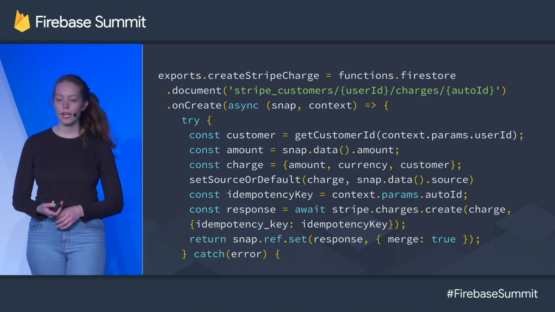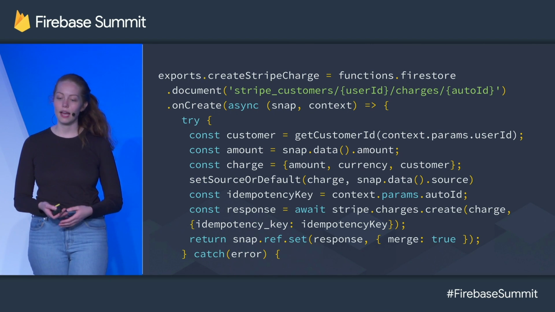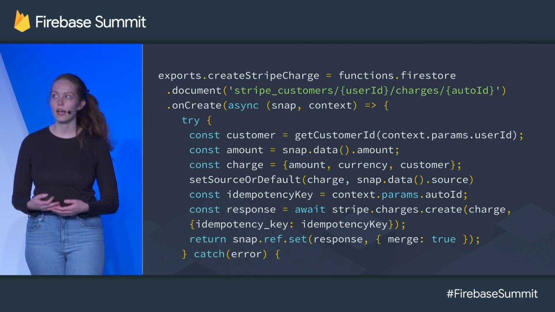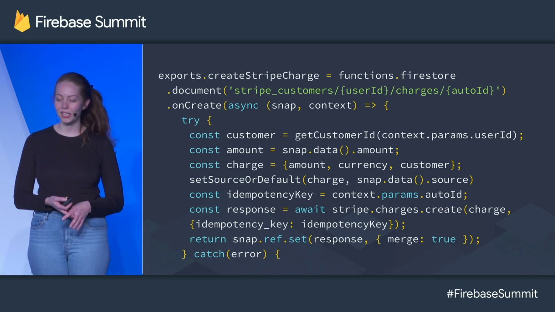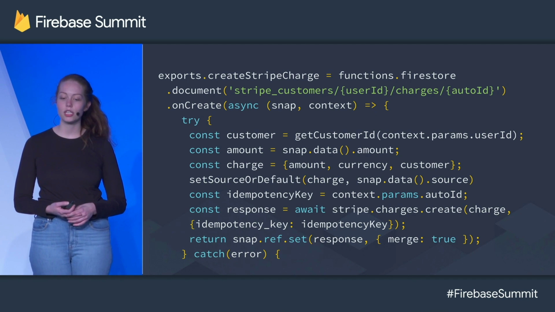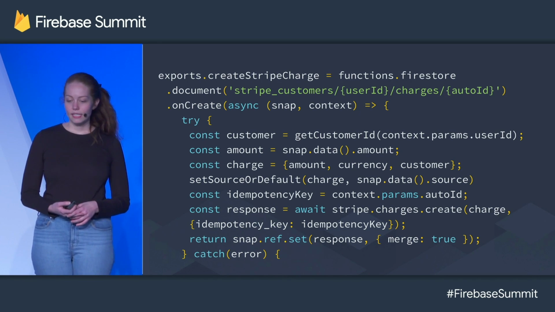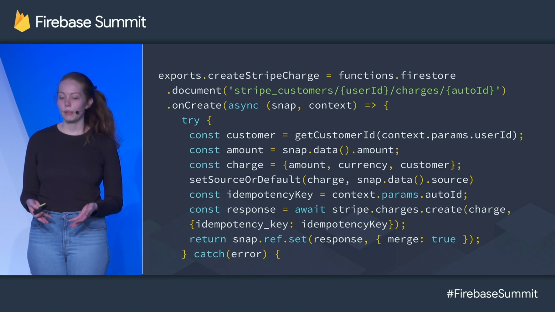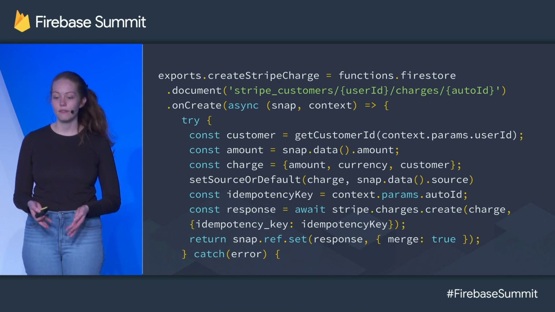So now that we have our idempotency key and our charge, we can create the actual charge on Stripe and actually talk to the credit cards and stuff like that that Stripe will do for us. So we call stripe.charges.create with the charge and the idempotency key. And we wait for that data to come back. Once we have the data back, we save it to the database. So we say snap.ref.set and save the response back.